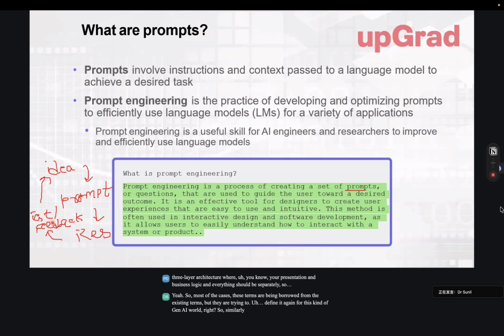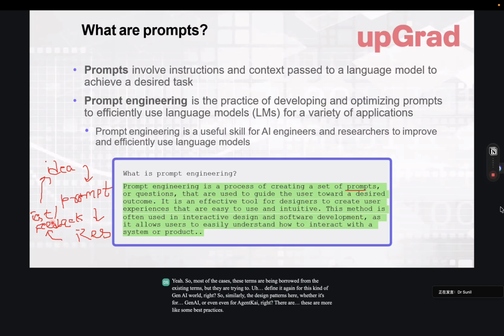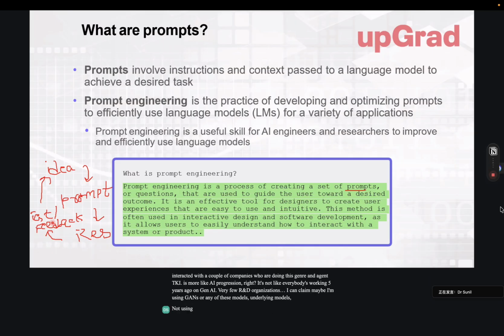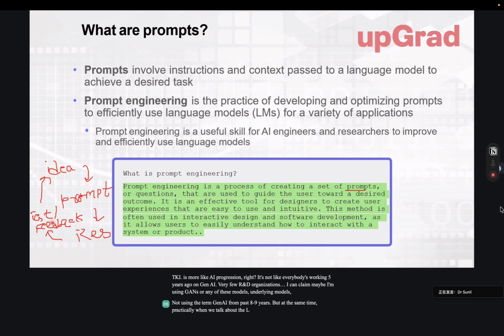Similarly, the design patterns here, whether for Gen AI or even for agentic AI, are more like some best practices. Practically, when I interacted with a couple of companies who are doing Gen AI and agentic AI, it is more like AI progression, right? It's not like everybody was working on Gen AI 5 years ago. Very few R&D organizations can claim maybe they were using GANs or any of these underlying models, not using the term Gen AI, for the past 8, 9 years. But practically, LLMs or any of these models have existed only for 3, 4 years, right?